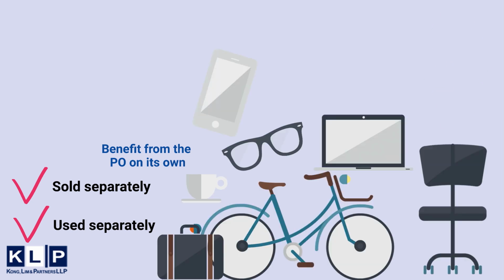Firstly, what does it mean to benefit from the performance obligation on its own? This can be goods or services that are sold separately or can be used separately. Examples of these are most consumer goods.